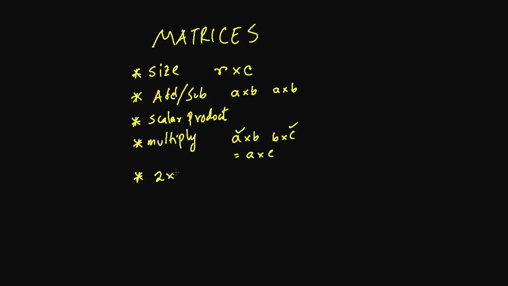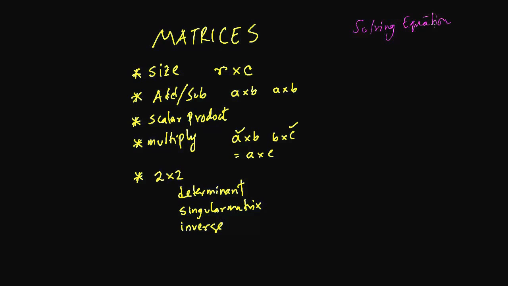In this particular case, 2 by 2 square matrices. So here we have the determinant of a matrix. Then we have the concept of the determinant being 0, or a singular matrix, which simply means that the determinant is 0. Then we have the inverse of a matrix. One more thing needs to be mentioned before I end this: solving equations, or a system of linear equations, using matrices.